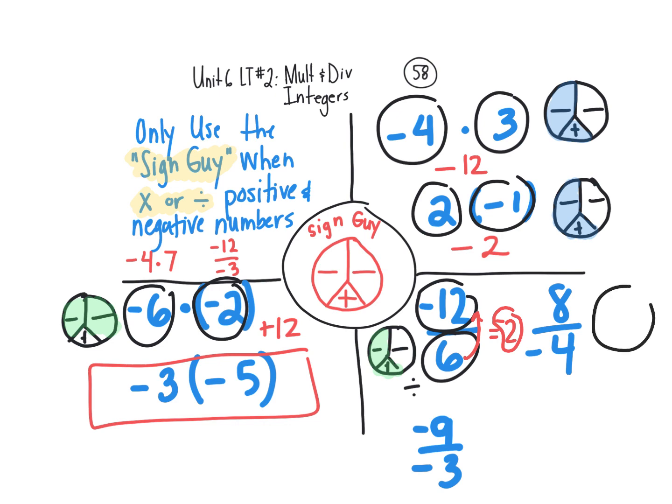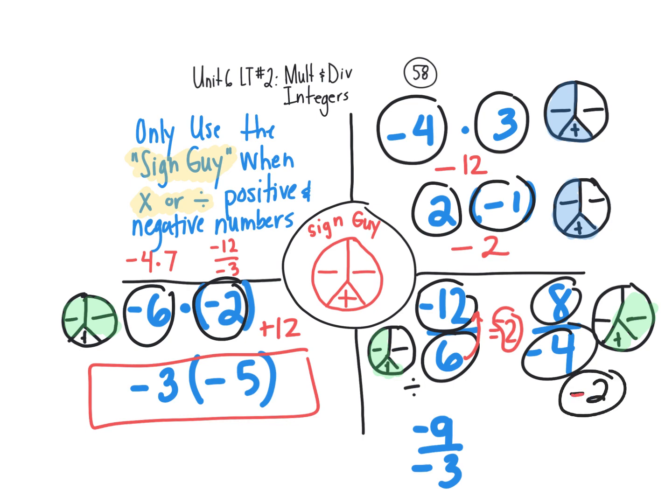Okay, let's do one last one together. I have my sign guy because I see division again. Oops, that looks pretty terrible. I have one positive and one negative. One positive and one negative. So what do I have left over? A negative. Okay, so I have 8 divided by 4 is negative 2. So that's my second answer.